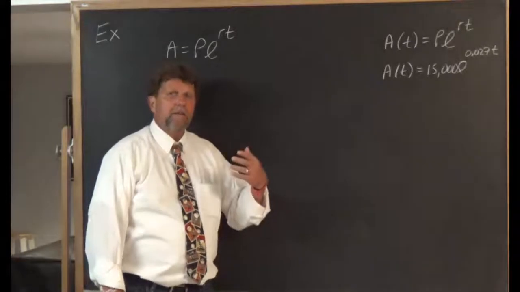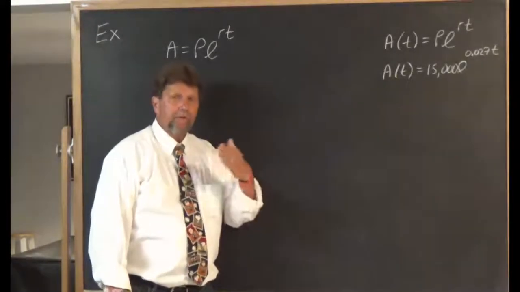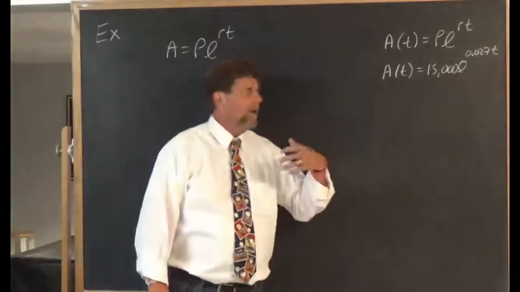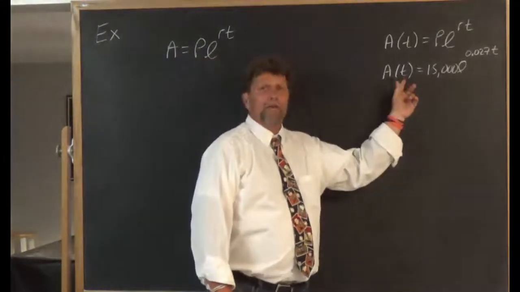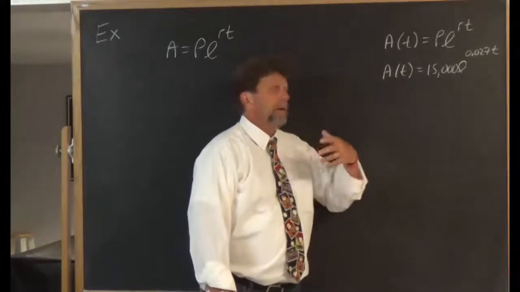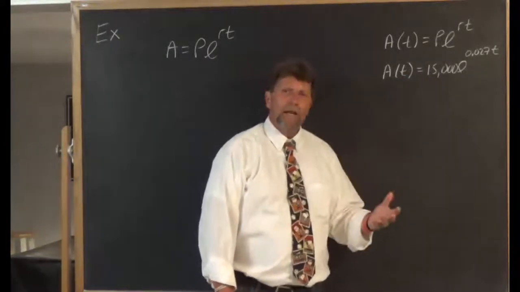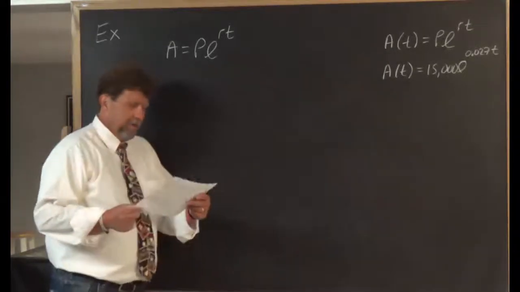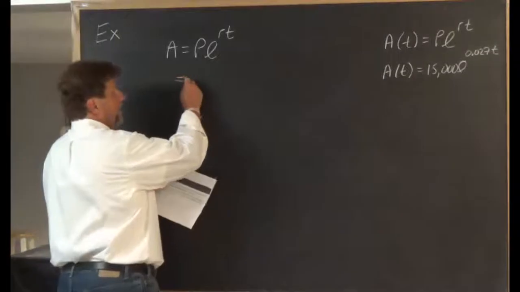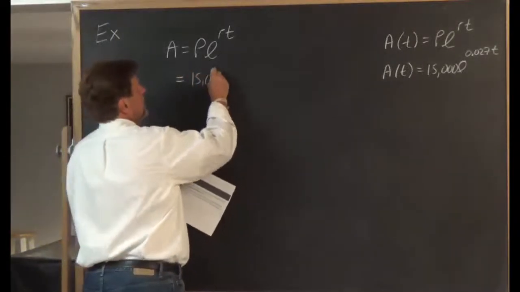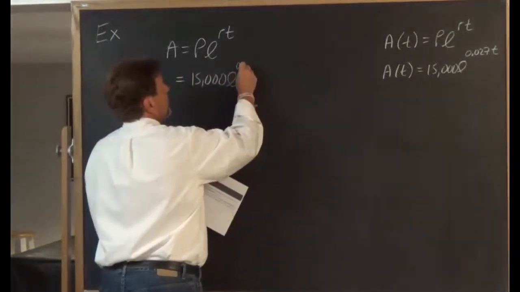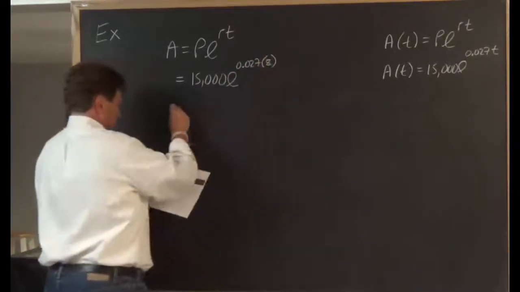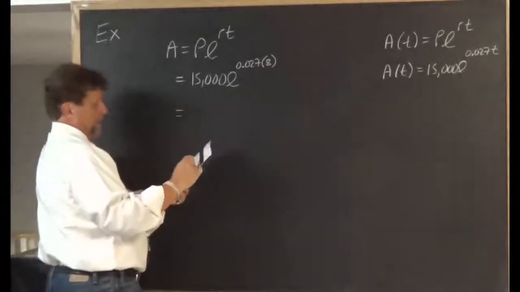And then it could tell us for different time intervals, for different periods of time, how much or what the future value would be, how much would be in the account. So if I put 20 in for T, A of 20, that would tell me what's in the account in 20 years. So that's just a quick little aside. For this problem, well, we know what P is. It's 15,000. R is 0.027. T is 8.